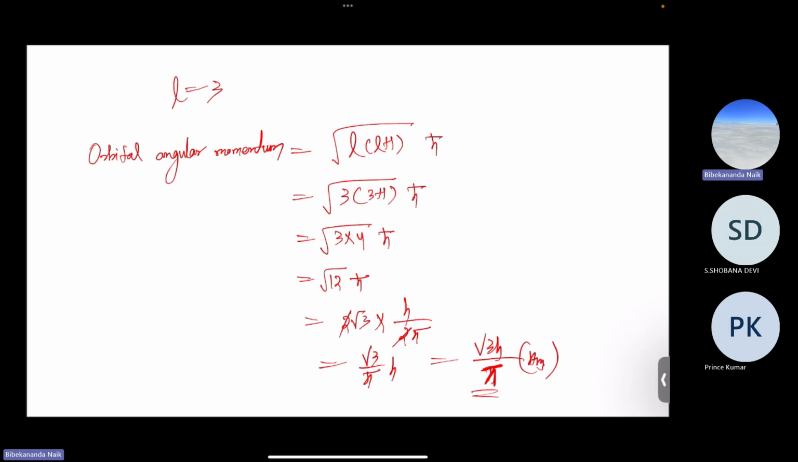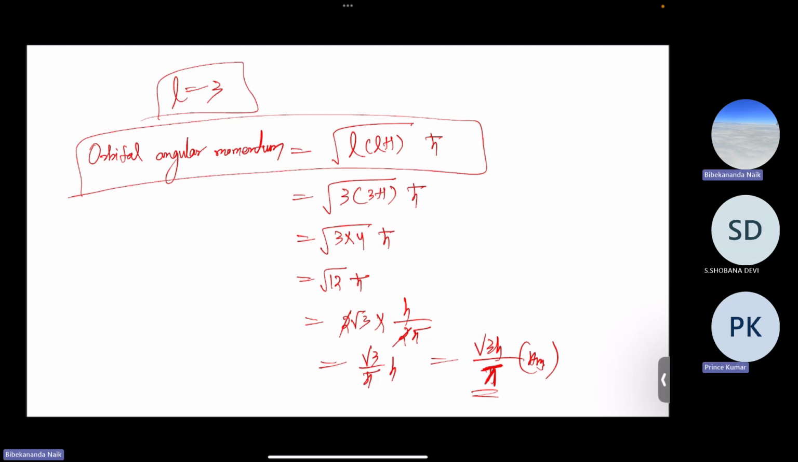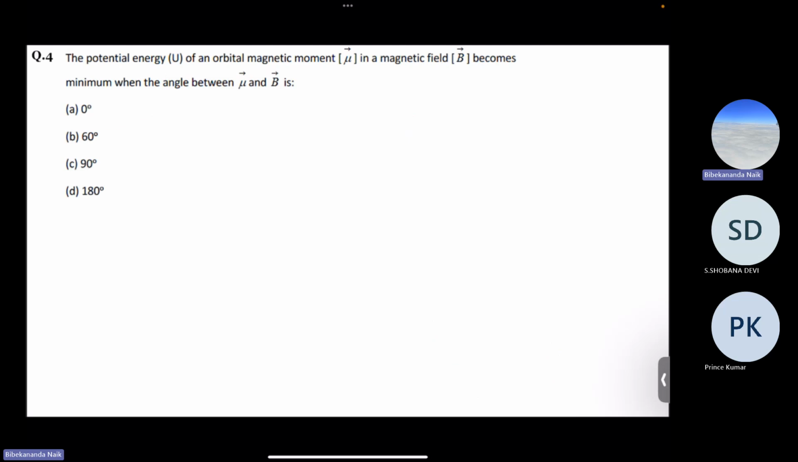So is this clear? For the present problem, you just remember, if L is the quantum number given, its orbital angular momentum will be root L into L plus 1 h cross. How these things are calculated, we will discuss when we talk about the quantum mechanical treatment of hydrogen atoms. We are going to discuss that in a few weeks, so we will discuss all the things there. Is this clear to you? Yes, sir. Okay, then we move to the fourth question.